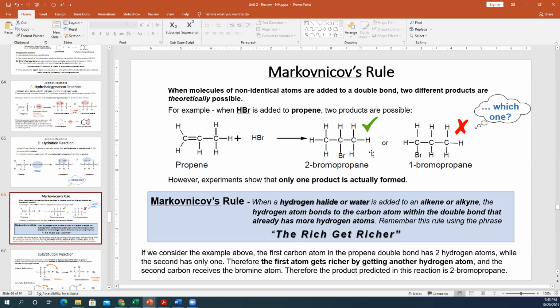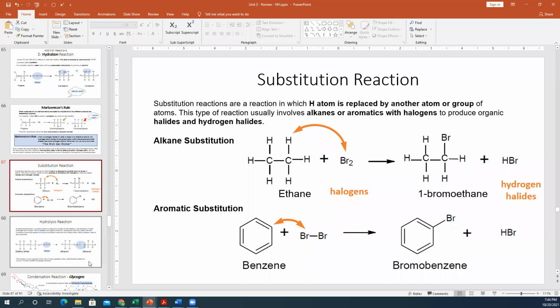This is the correct structure, okay? Because if you look here, this carbon has already got two, this carbon has only got one. So the rich gets richer. The hydrogen goes to the carbon that already has more. It's already richer with hydrogens, it's going to get richer. The hydrogen goes there. Rich gets richer. Markovnikov's rule. Then, okay, substitution reactions, pretty straightforward.